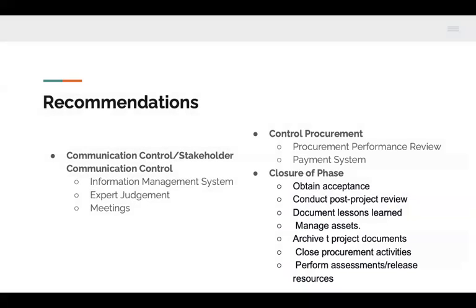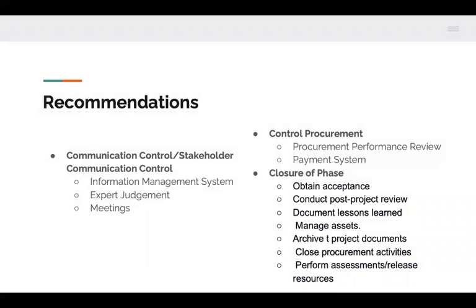For control procurement, we recommend the implementation of a procurement performance review, which is a structured review of the seller's progress to delivering within cost and on schedule. Additionally, a payment plan system should also be in place to ensure that an authorized person on the project team process the accounts payable system.